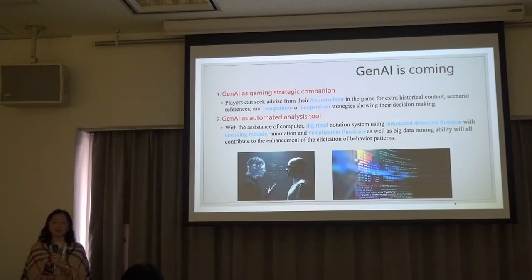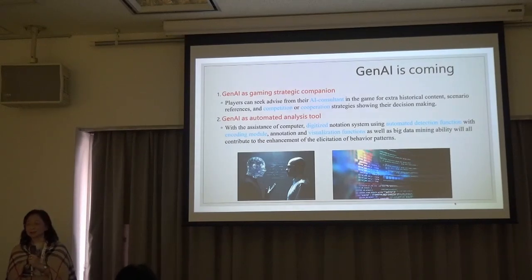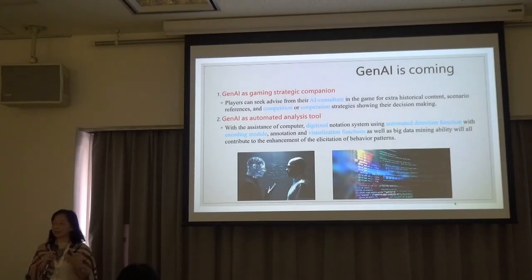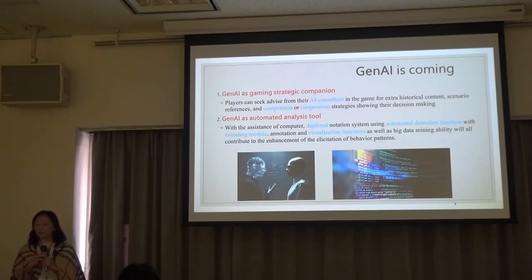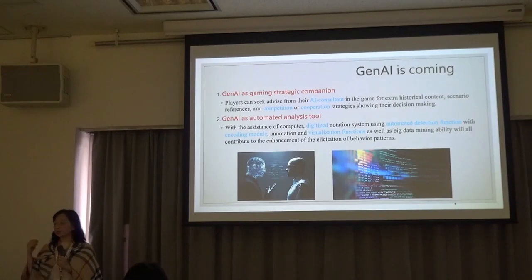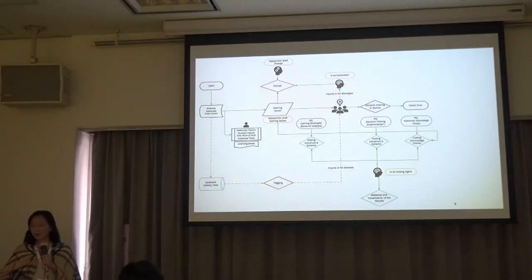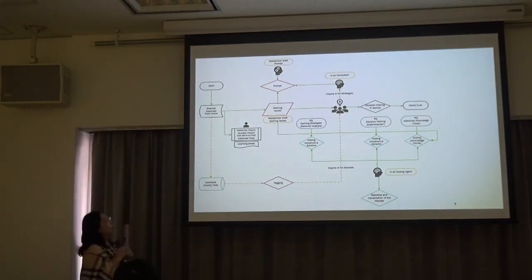The second purpose is using Gen AI as an automated analysis tool. With the assistance of computers, we are using AI to do automatic annotation, detection functions, and to make it an annotation system. So the AI will do the encoding and visualization automatically for the researchers. So this is what we do.